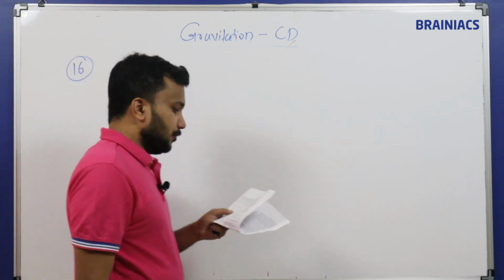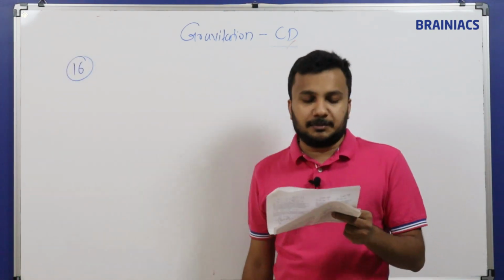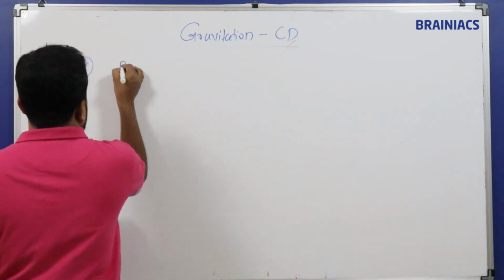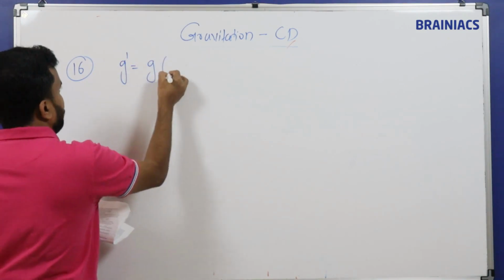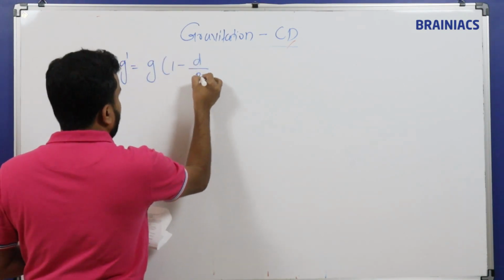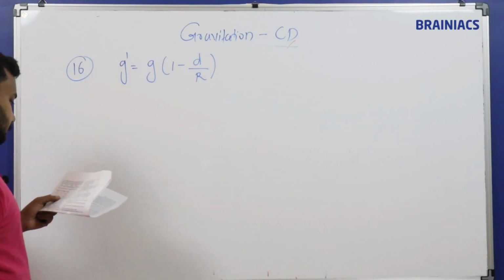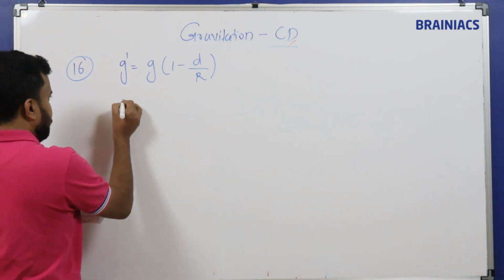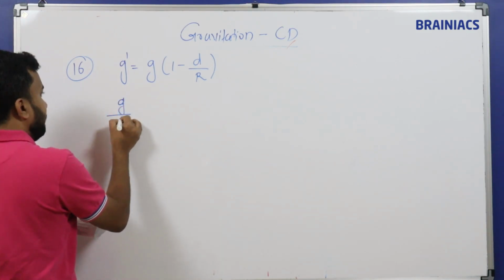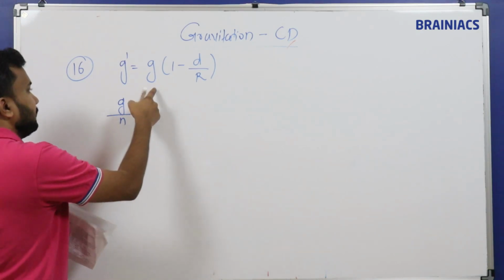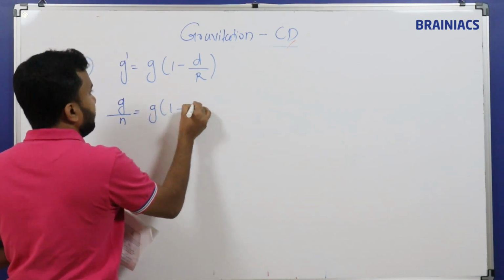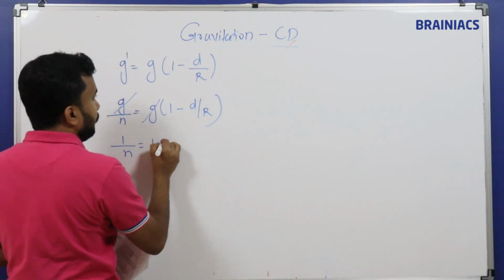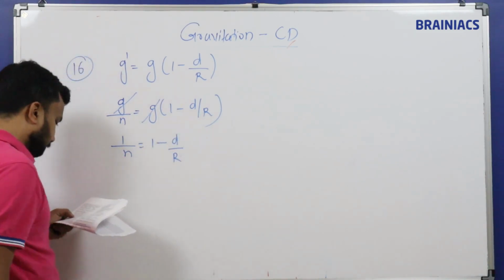What is the depth d at which the value of acceleration due to gravity becomes 1 by n times the value at the surface of earth? For depth there is only one equation, g' equal to g into (1 minus d by R), where d is the depth. And g' will be 1 by n times the value at the surface of earth, and the surface value is g. So g by n equals g into (1 minus d by R). g cancels, so 1 by n equals 1 minus d by R.